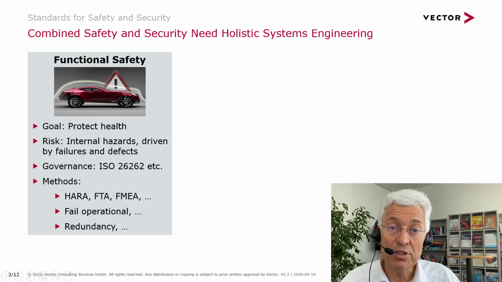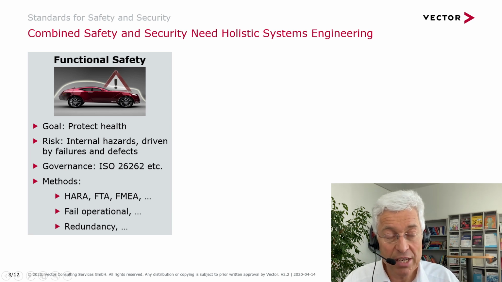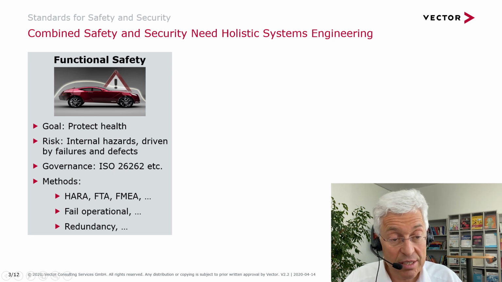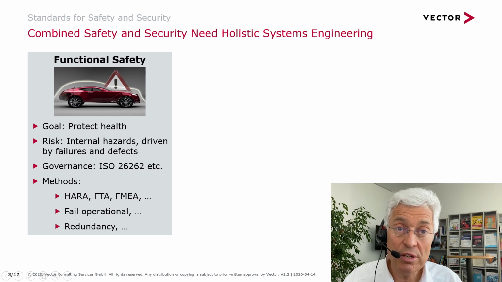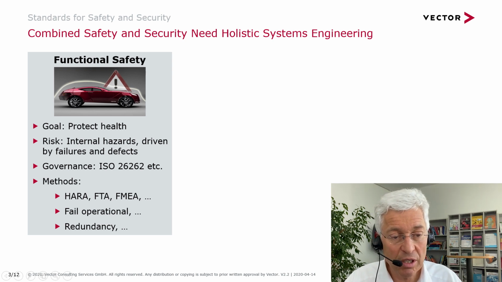Let us start with functional safety, because functional safety is clearly the major topic which we face in any of our activities. It's about protecting the health of people. And in automotive we have one very popular safety standard, which is the ISO 26262. The underlying methods such as HARA, which is a hazard analysis, a fault tree analysis, a failure mode analysis, or the concepts to achieve safety like fail operational or redundancy, are all contained in the ISO 26262.